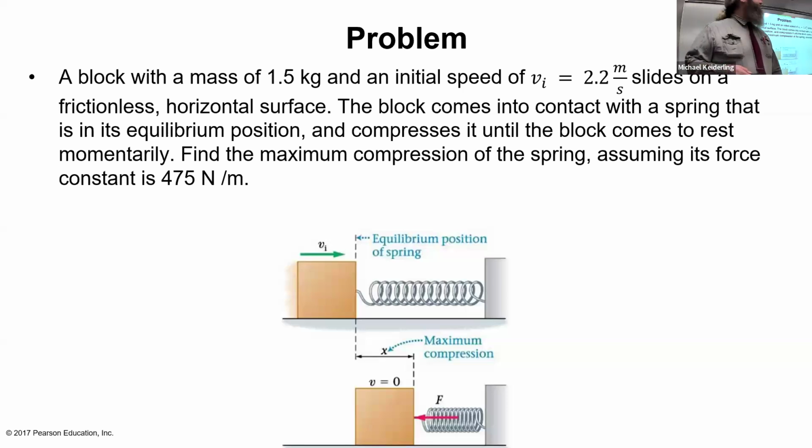So here, you're going to use the fact that the work done by the spring is going to be minus the work on the spring. So work done by the spring is minus 1/2 kx squared. And that is going to equal the change in kinetic energy of the block.